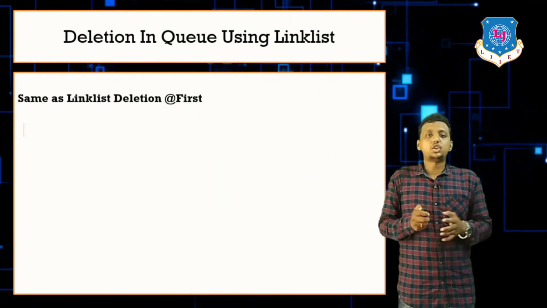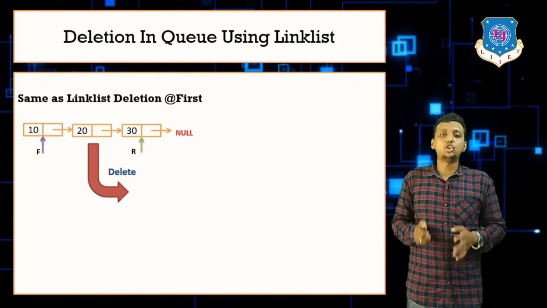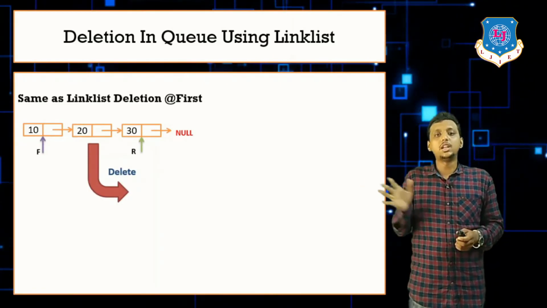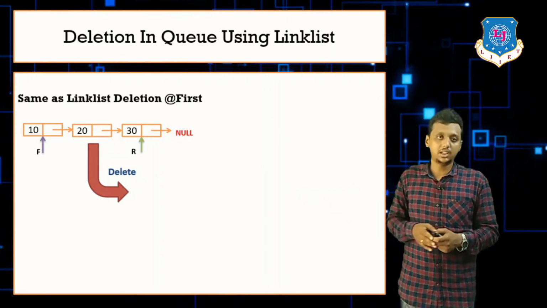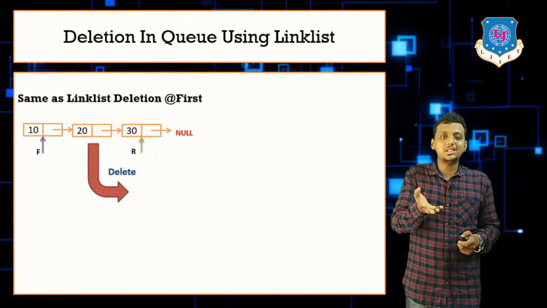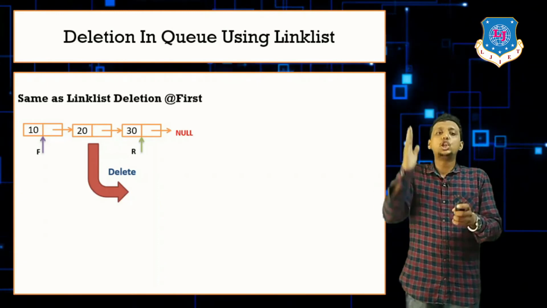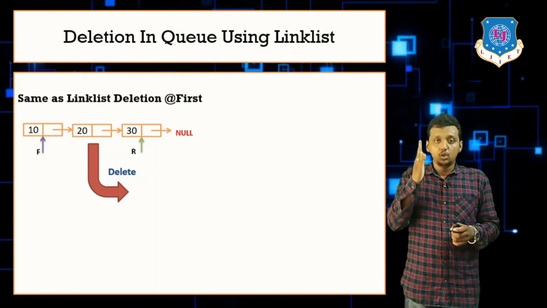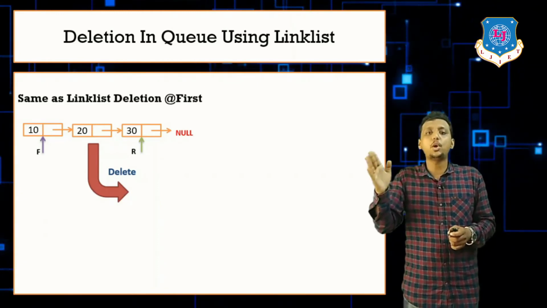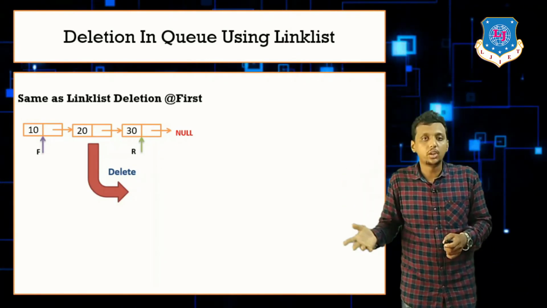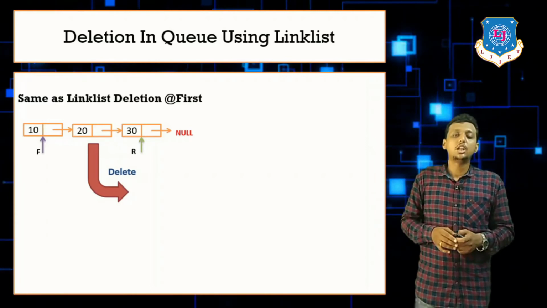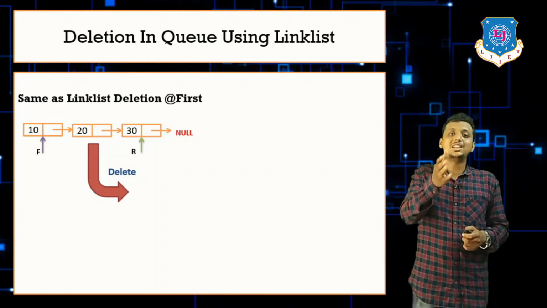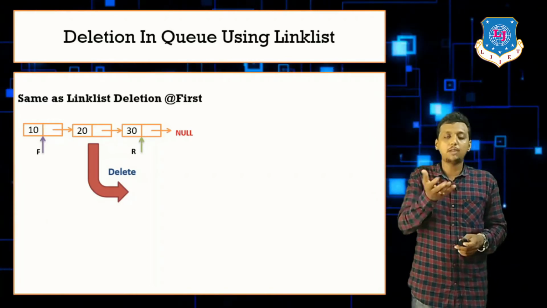So students, when we talk about deletion in a simple queue implemented using a linked list, what does it mean? It means you want to delete a node from the first side of the linked list. Here it is very easy, because you just need to move your front pointer to its next node, and your first node is already deleted. So it is the same as the deletion of the top.